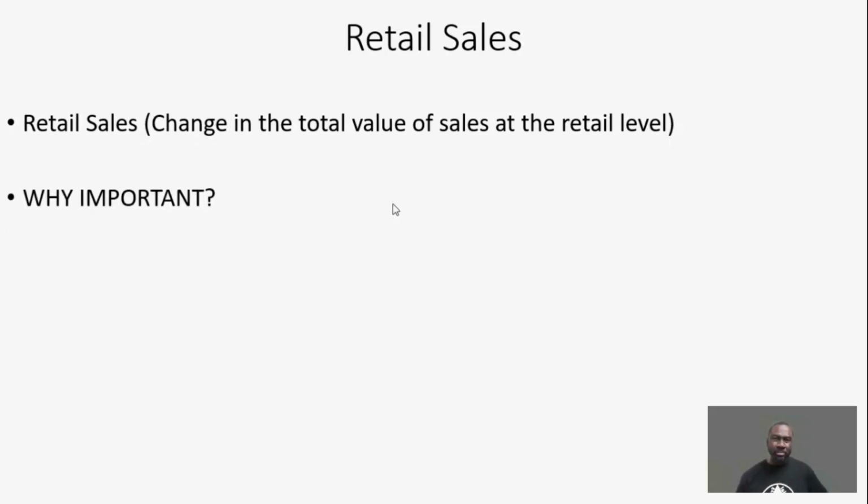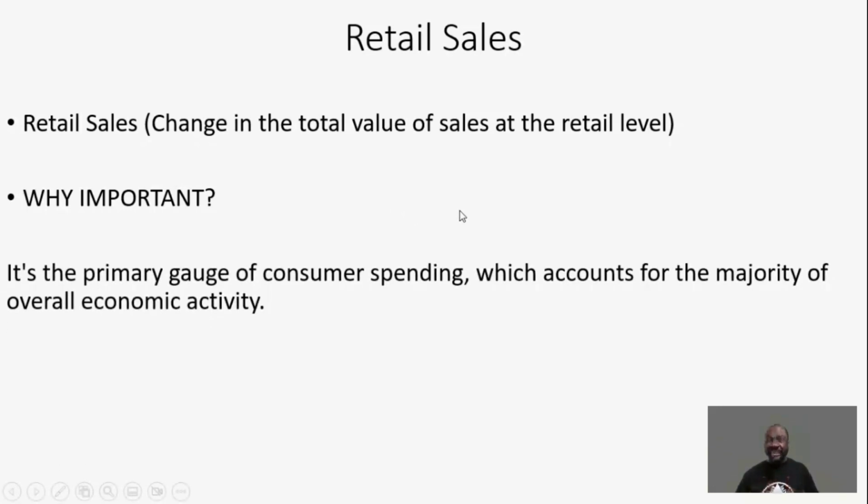So why is this retail number important? It's the primary gauge of consumer spending, which accounts for the majority of the overall economic activity. How do we measure consumer spending? How do we know about it? When the retail sales number comes out, we have a good idea of what consumers are spending their money on. Retail sales is divided into many sectors. You have retail like Walmart, then you have cars, used cars, home sales, and all these numbers. Then you can see how much money consumers are spending, and where they are spending it.